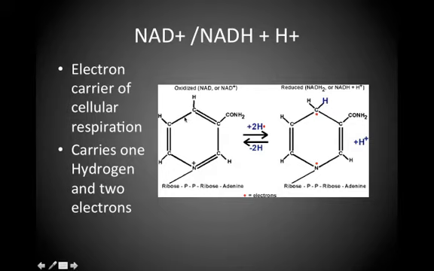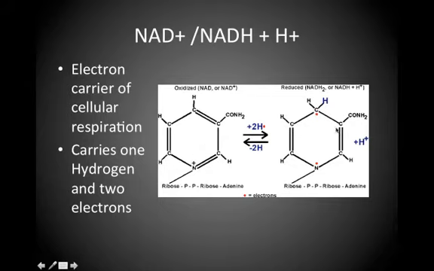In its oxidized form, NAD+, it accepts two electrons, 1, 2, these red dots here, and it accepts one hydrogen. So it accepts this hydrogen with its electron, and it also accepts an electron here, but it releases its hydrogen ion into the solution. So NADH is the reduced form, where it contains two electrons, and NAD+ without the hydrogen here is the oxidized form.